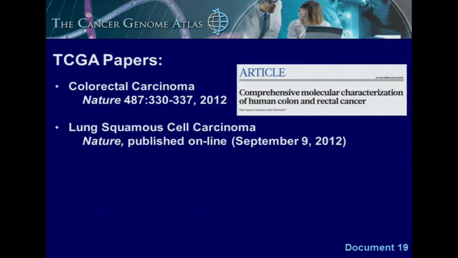A TCGA paper about lung squamous cell carcinoma was released online by Nature yesterday. This report reveals why therapeutic strategies used for the more common lung adenocarcinoma often fail for squamous cell disease. A much different spectrum of tyrosine kinase regulators were found to be mutated in the squamous cell carcinomas, pointing to new options for directed therapy targeting these regulators.